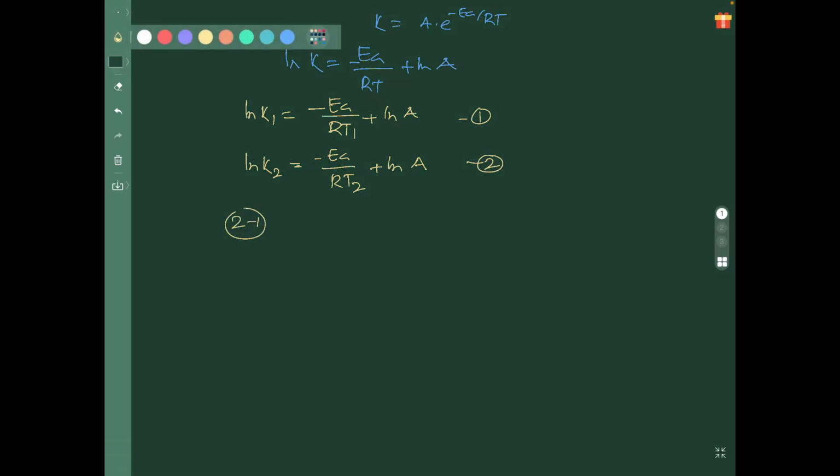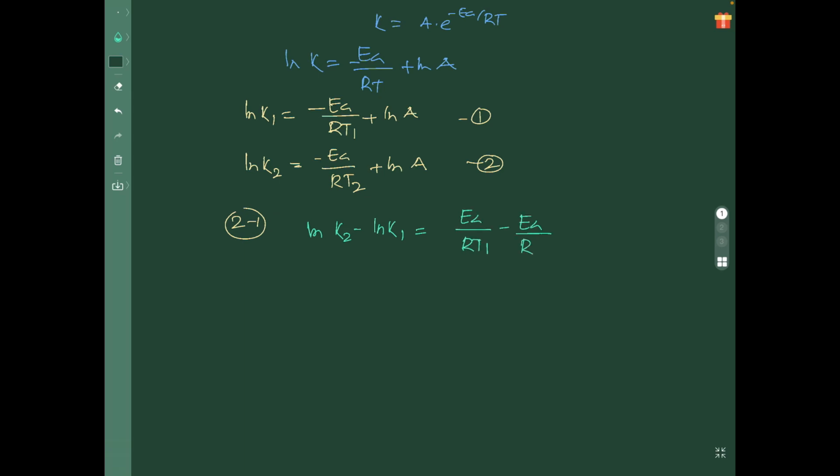When you are subtracting, you can get ln K2 minus ln K1 is equal to Ea by RT1 minus Ea by RT2. There is a minus sign, you can notice: minus Ea by RT2, minus of minus Ea by RT1 is nothing but Ea by RT1 minus Ea by RT2. Right? ln K2 by K1 is equal to, taking Ea by R common, Ea by R into (1 by T1 minus 1 by T2). Or you can write log K2 by K1 is equal to Ea by 2.303 R into (1 by T1 minus 1 by T2).